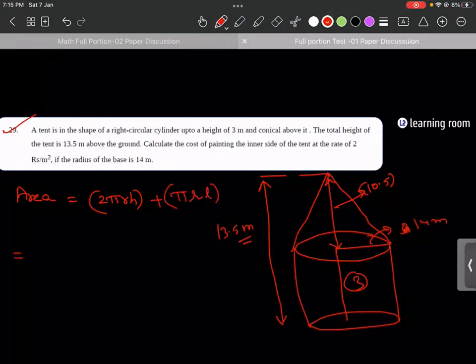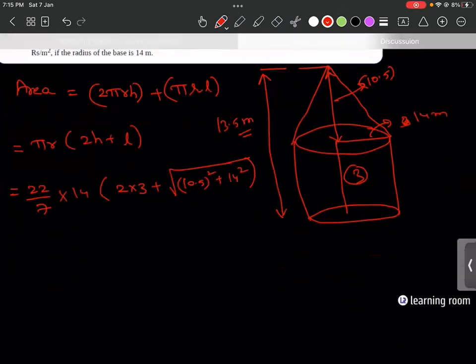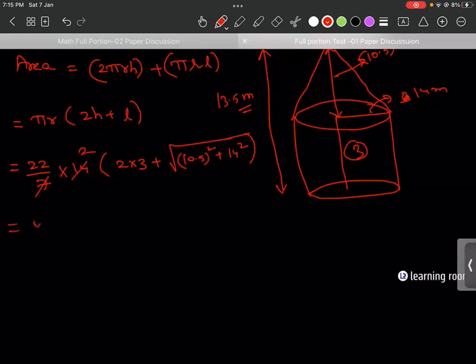Cone, pi R L. So if I take pi r outside, it should be 2h plus L. Correct? Yes, sir. 22 by 7 into 14 into 2 times the height of the cylinder. So 2 into 3 plus L. L is root of 10.5 the whole square minus 14 square? Plus 14 square, no, sir. Oh, sorry. Yeah, I took that as hypotenuse. Sorry. It is plus 14 square. So this will be 44 into 6 plus L.